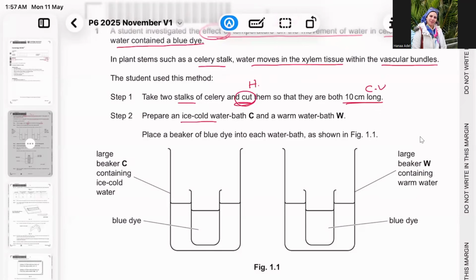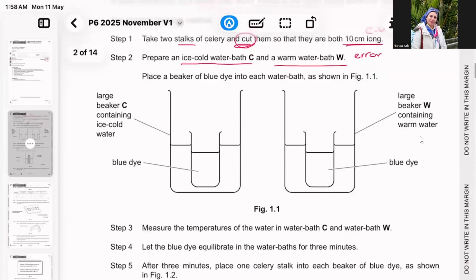Prepare an ice cold water bath, C, and a warm water bath, W. So we have here a source of error, because firstly we don't control the temperature of the water bath, and as time passes, the temperature changes. So how can we improve this? Yes, we have to use a thermostatically controlled water bath.